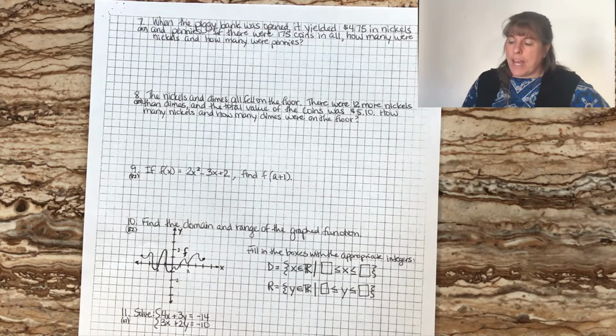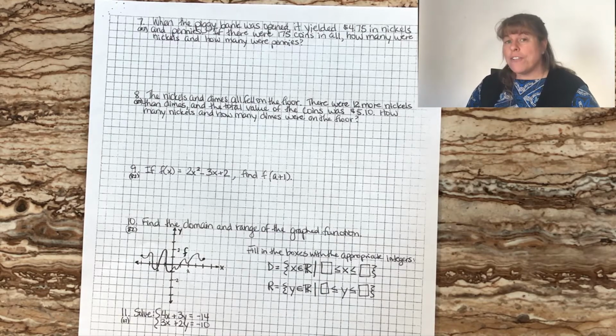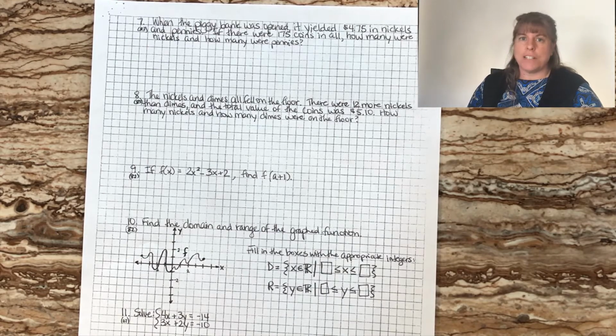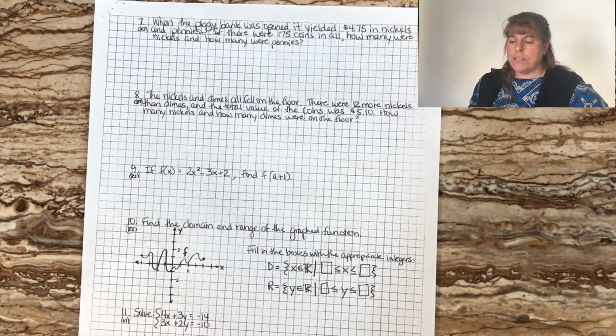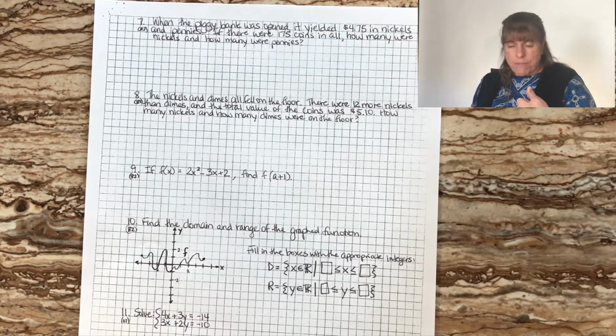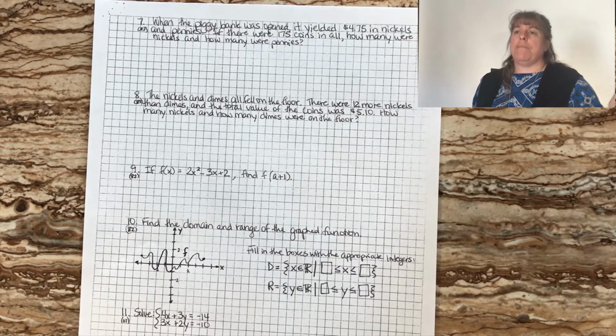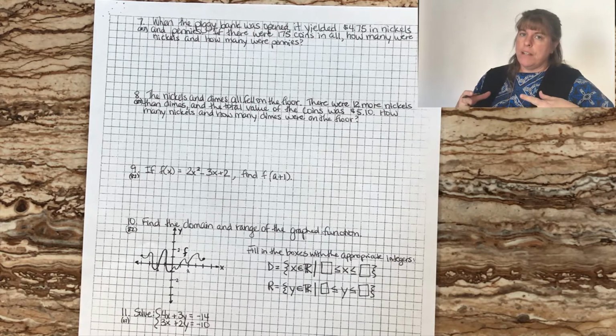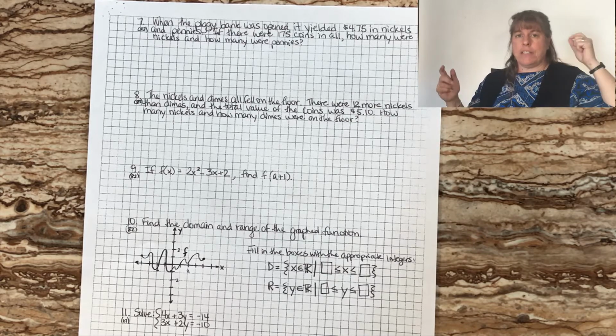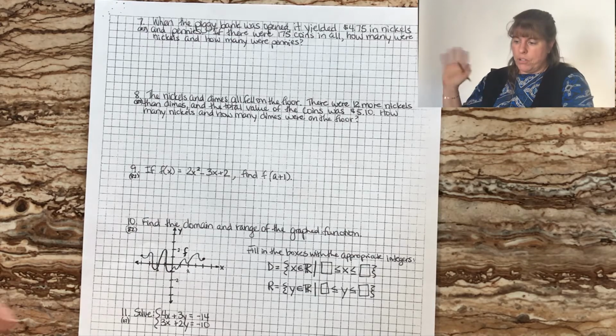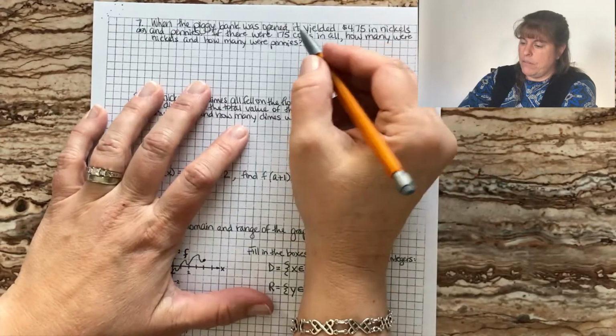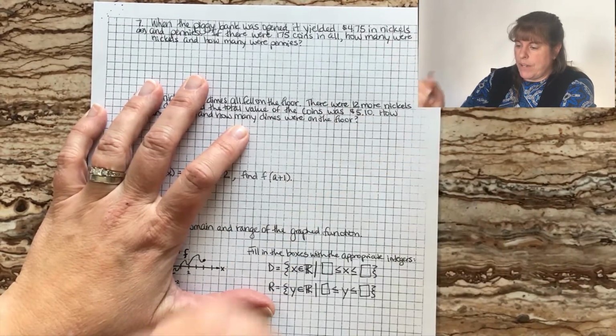The piggy bank was opened and it had 475 cents. Remember, we were going to say it in cents, in nickels and pennies, and there were 175 coins in all. How many were nickels and how many were pennies? So we have the number of pennies and the number of nickels, but then we also have the value of them. So I'm going to do the number of them first because it's almost always easier, and I like to. You don't have to, but if you want to do it that way, that's fine.